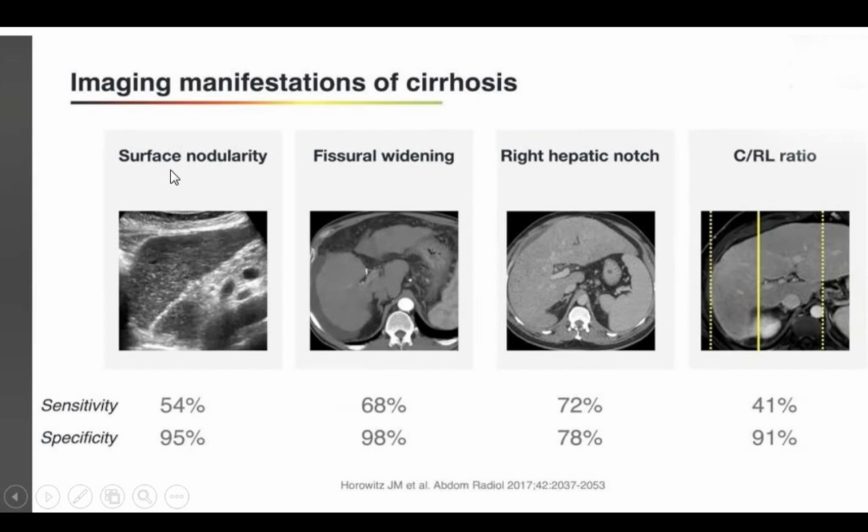These include surface nodularity, which is 95% specific, fissural widening, where the fissures are wide, 98%, and the right hepatic notch. I will explain this.